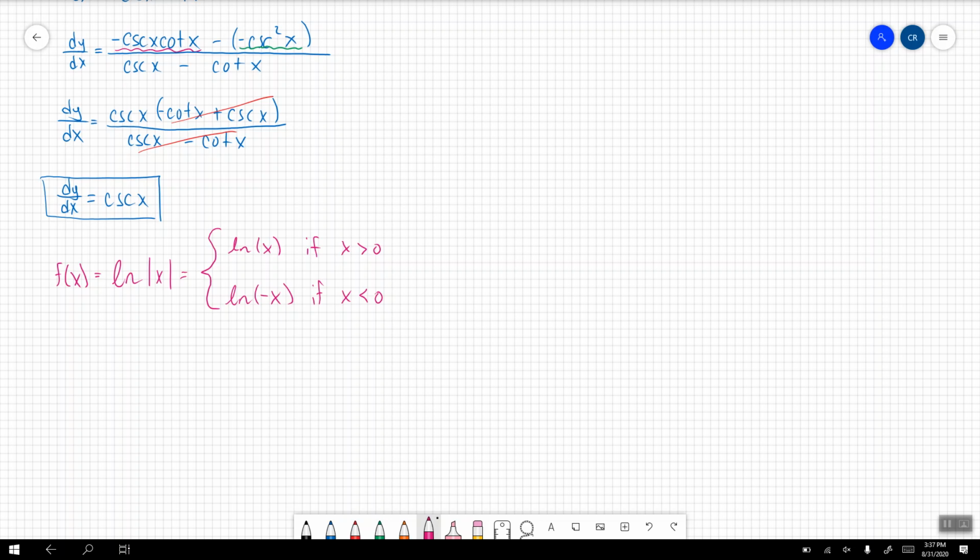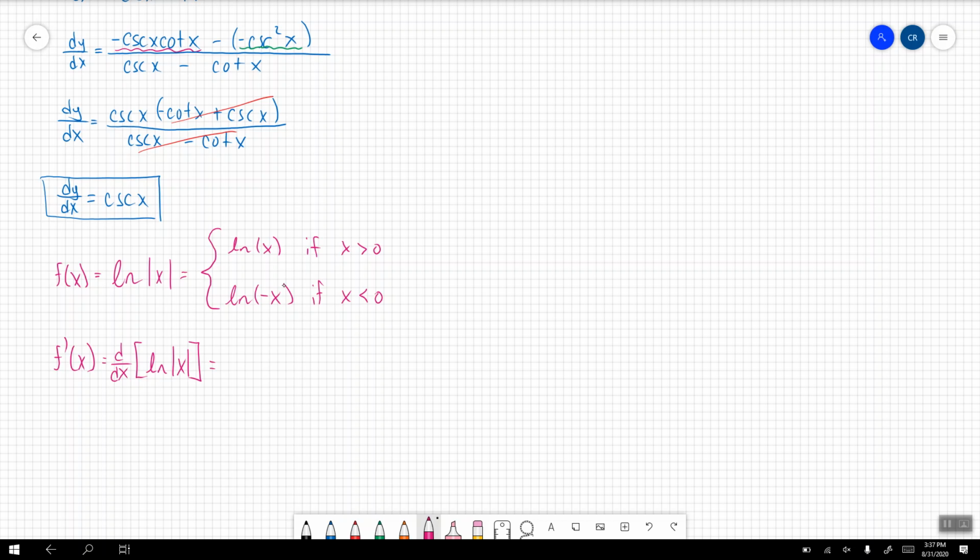Okay, so let's start considering that now. Let's take that derivative. I'm going to take the derivative of the natural log of x. So that means I'm applying the derivative for the natural log of the absolute value of x.